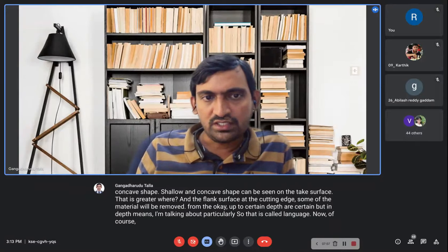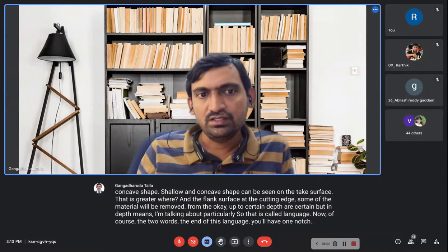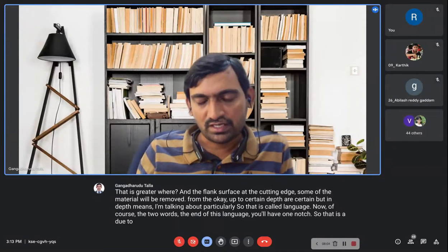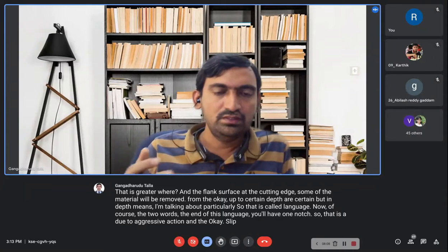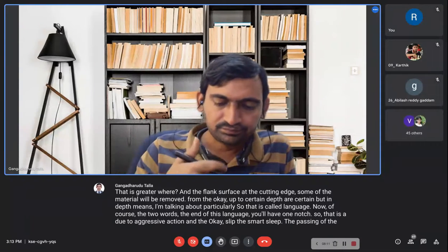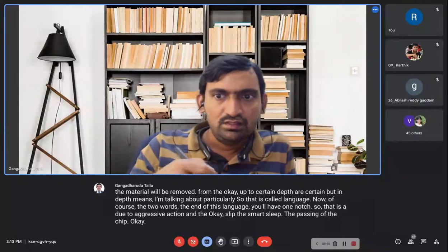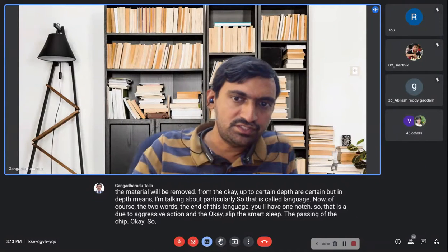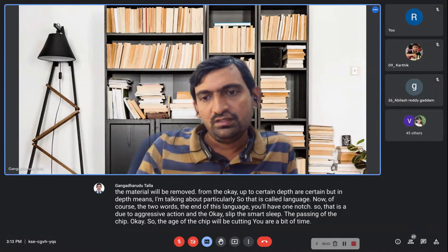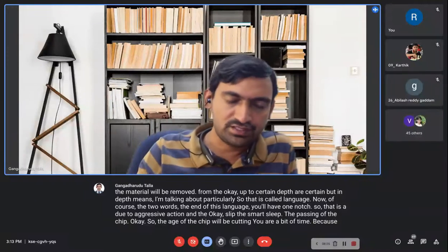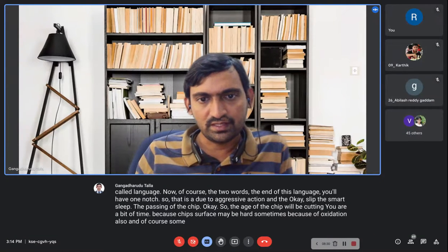Now, of course, towards the end of this flank wear, you will have one notch. That is due to abrasive action and the passing of the chip. So the edge of the chip will be cutting this tool over a period of time, because the chip surface may be hard sometimes because of oxidation, and of course some foreign particles may also be there.